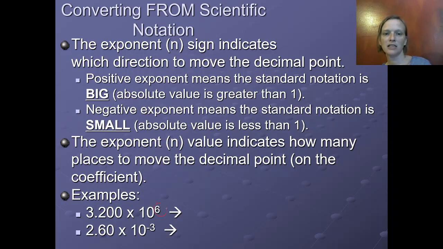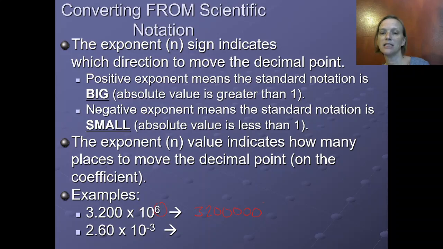Here I've got 10 to the 6th. That's a positive exponent, so that tells me that this number is actually really big. So I want to move the decimal point in a direction that makes that number really big. And then I want to move the decimal 6 times. So I'm going to move it 1, 2, 3, 4, 5, 6 times.